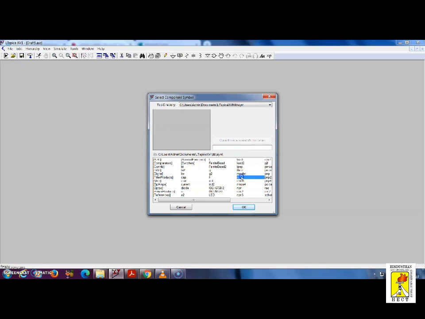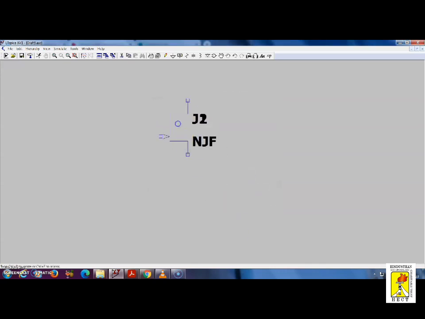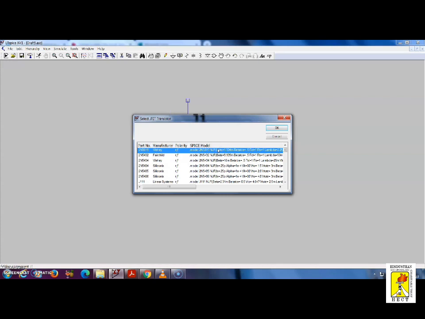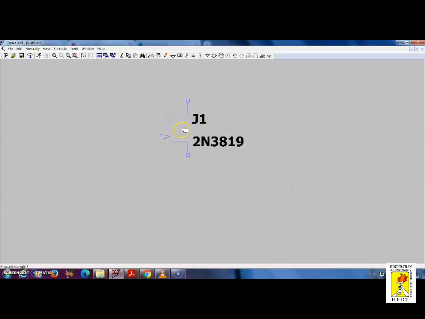Okay, we need an N-channel JFET, NJF. Click OK and fix it over here. And select, pick any JFET. I am going with the first one. Okay, and we need resistors on both the sides. We are fixing the resistors.